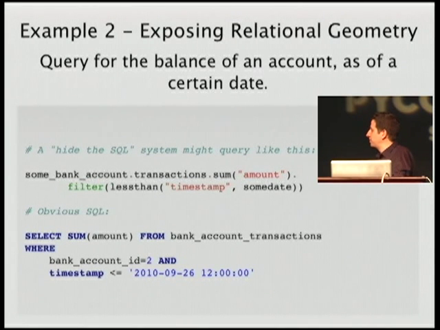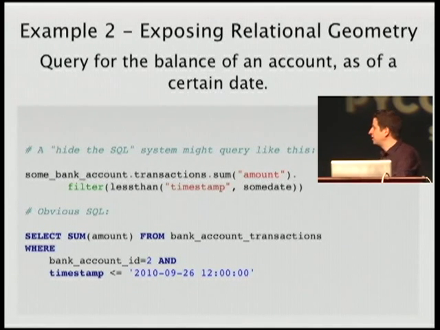Take some hypothetical ORM, and say we have some bank account and we want to get the balance of an account as of a certain date. We might say, hey, bank account, give me your transactions collection, give me the sum of the amounts, which gives us the balance for an account, and then we filter those to be those less than some particular date. That gives us the balance as of a certain date, and the obvious SQL is below: select from bank account transactions, and filter on those two criteria.